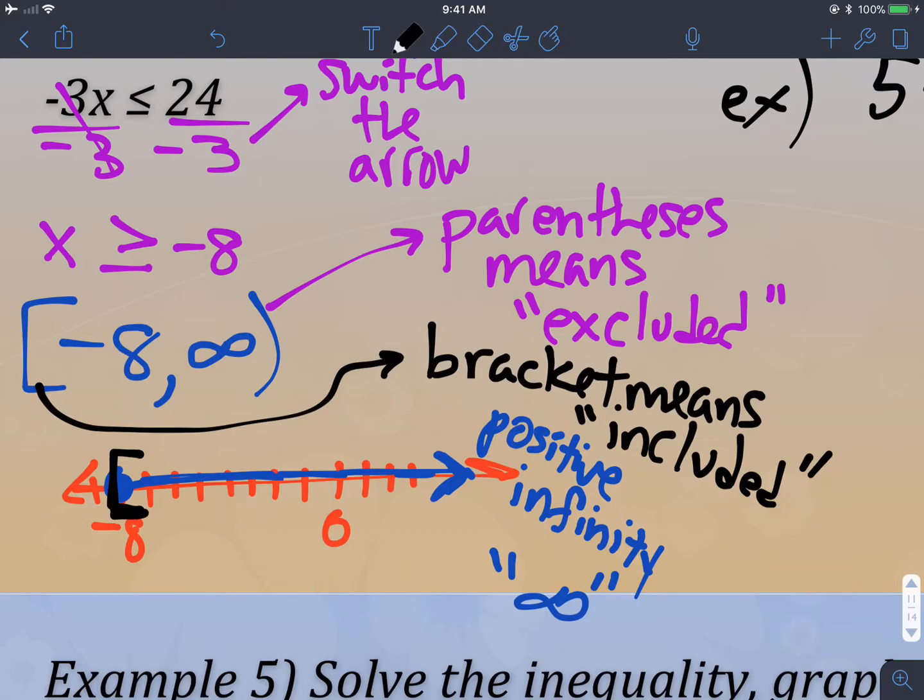Zero is greater than -8. 1 is greater than -8. 2 is greater than -8. -7 is greater than -8. As soon as you get to the other side, where I haven't drawn the line, you get false statements. -10 is not greater than -8. So we are graphing in every single solution along the line.